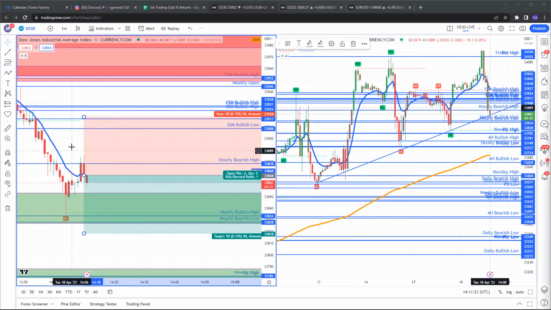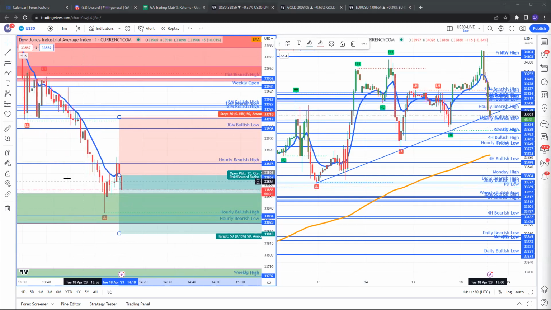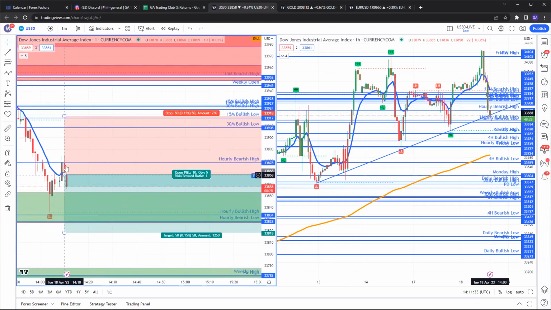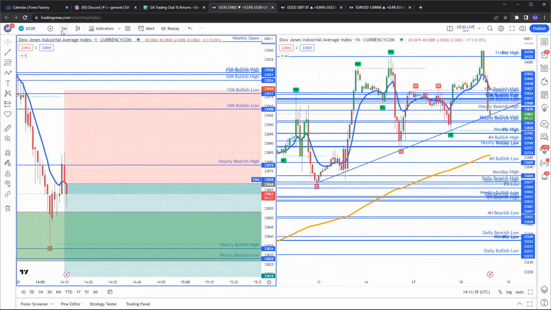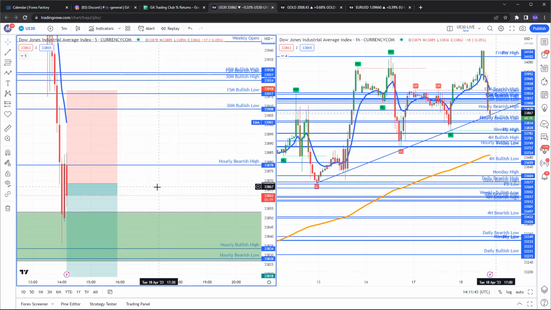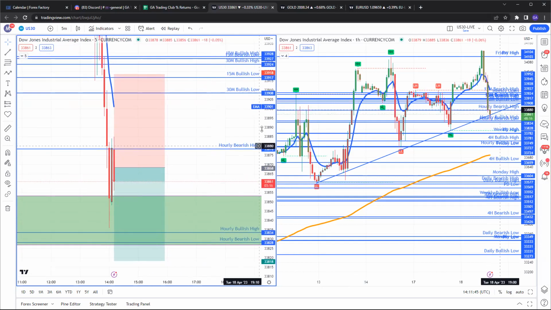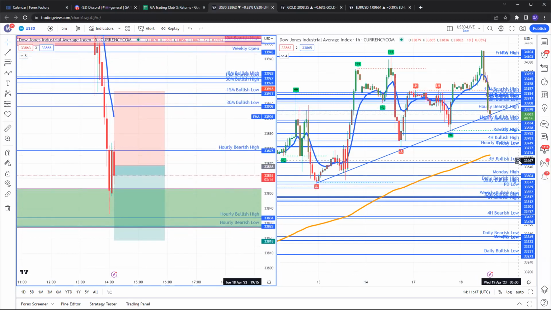Keep in mind, here we entered on the 1 minute time frame. The reason for that is that I was looking for this rejection around the hourly bearish high and bearish low. And then what I wanted to see is this exactness, right? So that's the reason why I dropped to the 1 minute time frame. But if you guys want to be safe, you can wait for the 5-minute time frame to give a confirmation. But the 1 minute time frame for me gave me an early entry for that particular trade.